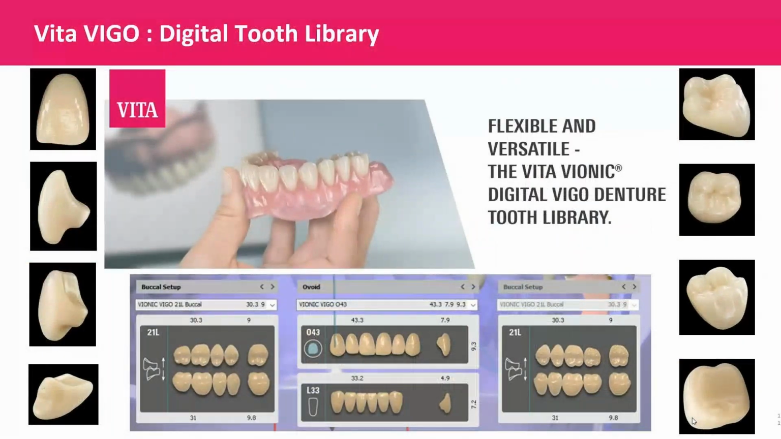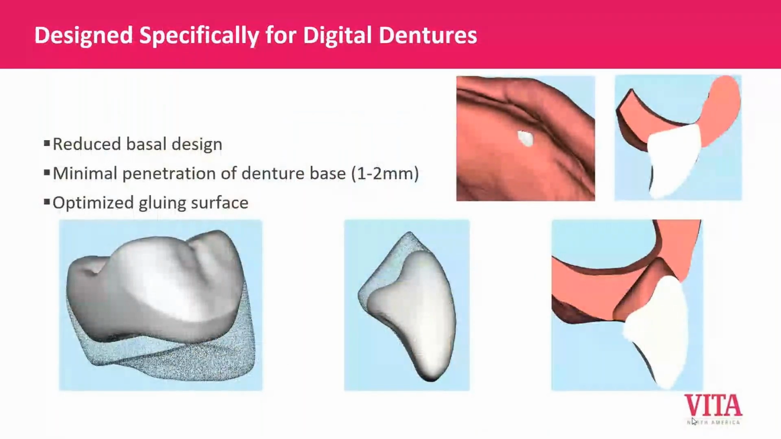So what's so special about the library? So this library, it was designed specifically to be used with the digital denture workflow. Okay, so what we did is, compared to a traditional carded denture tooth, traditional carded denture teeth have those very long necks and undercuts built into them, which doesn't work real well with a digital workflow. So what we did is we got rid of those long necks, we got rid of the undercuts, and we reduced it as much as possible so that we wouldn't get that penetration through the base.